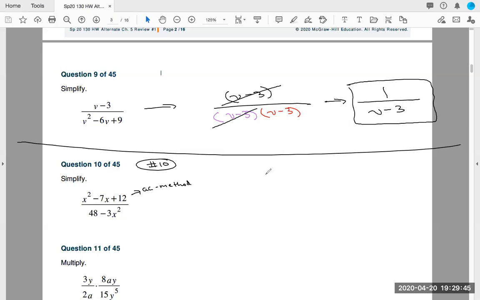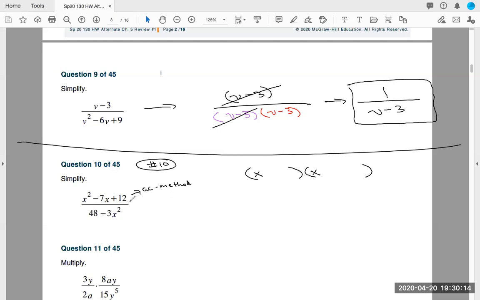I'm going to actually just do this one by trial and error. If you feel comfortable with what's happening, you can try it out. I know that these two factors, whatever I come up with, when they multiply back out, they should equal x squared minus 7x plus 12. Because I have an x squared in the front, I know that my first terms for my binomials will be x and x.